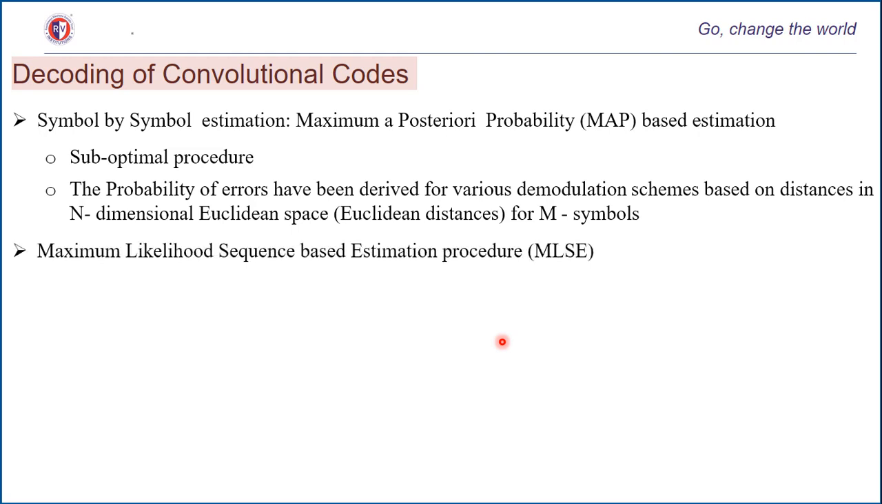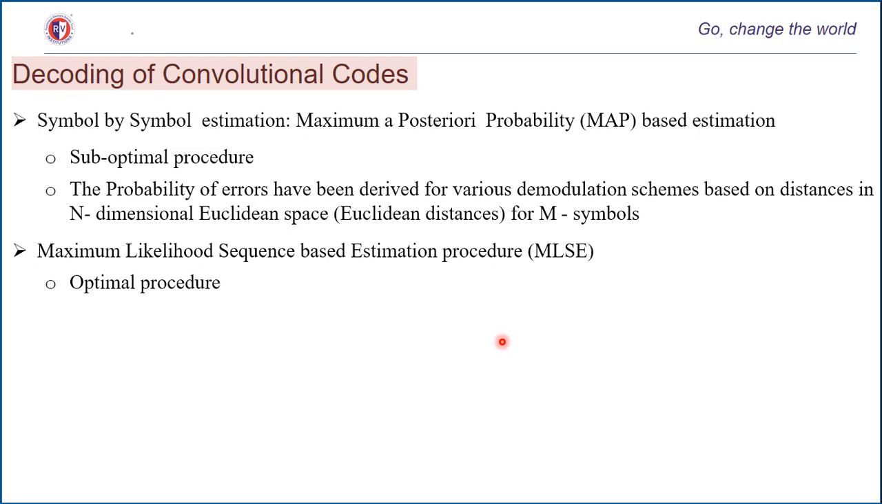Maximum likelihood sequence based estimation procedure, or MLSE, is an optimal decoding estimation. For convolution codes with high constraint lengths, optimal decoding becomes too complex. So suboptimal decoding algorithms are usually used in such cases.